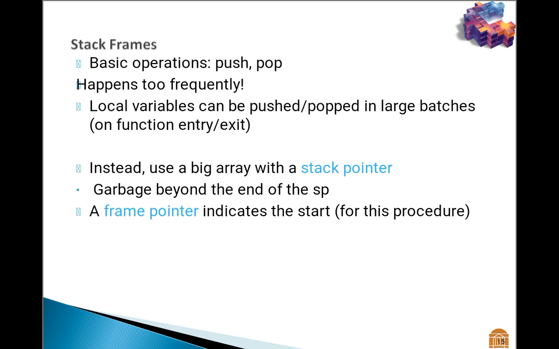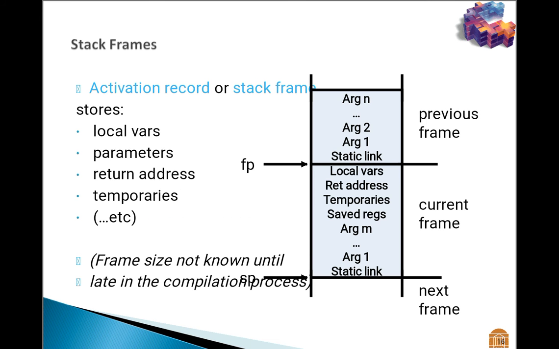Stack frames. The basic operations of a stack are push and pop, and these happen very frequently. Local variables can be pushed and popped in large batches on function entry and exit. Instead of using a big array with a stack pointer and garbage beyond the end of the SP, a frame pointer indicates the start for this procedure. Activation record or stack frame. These store the local variables, parameters, return address, and temporaries. The frame size is not known until late in the compilation process.